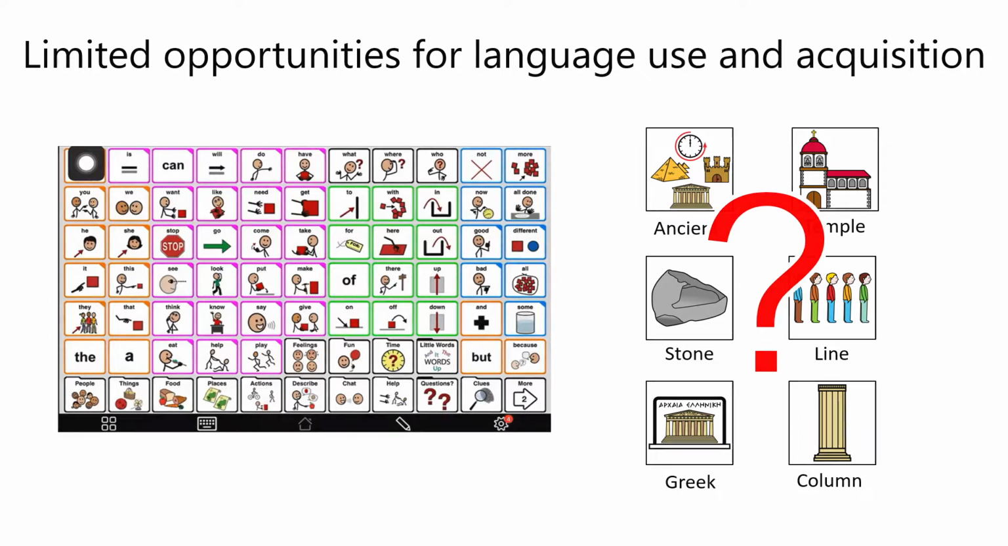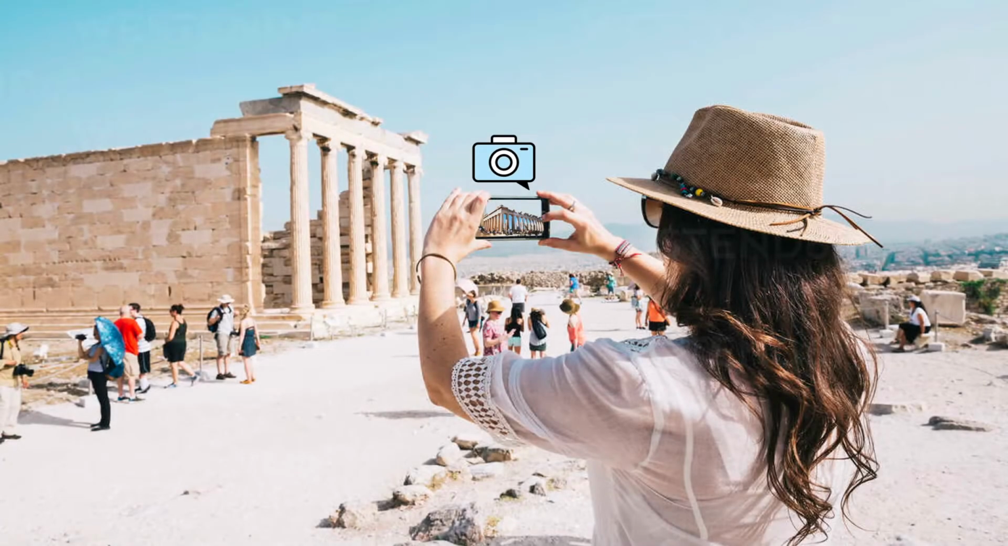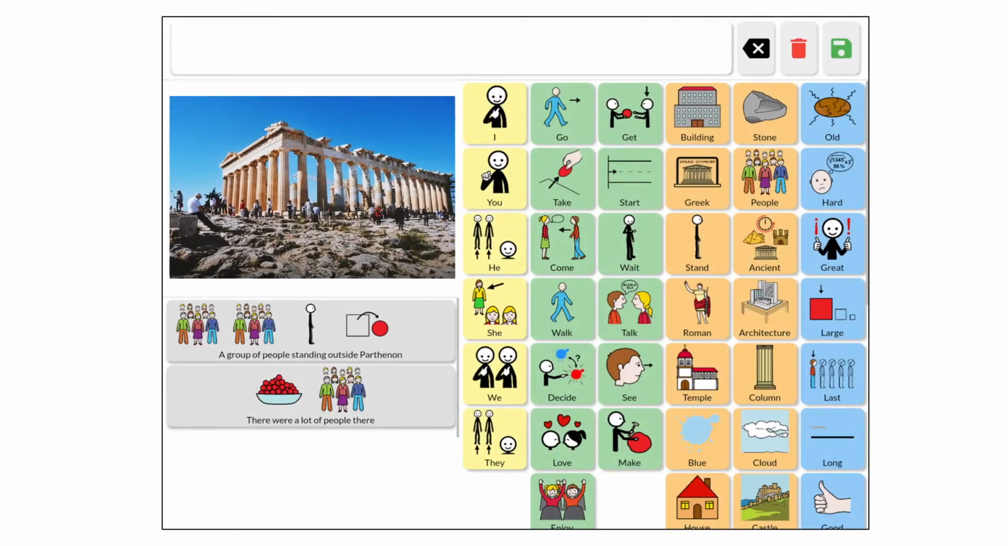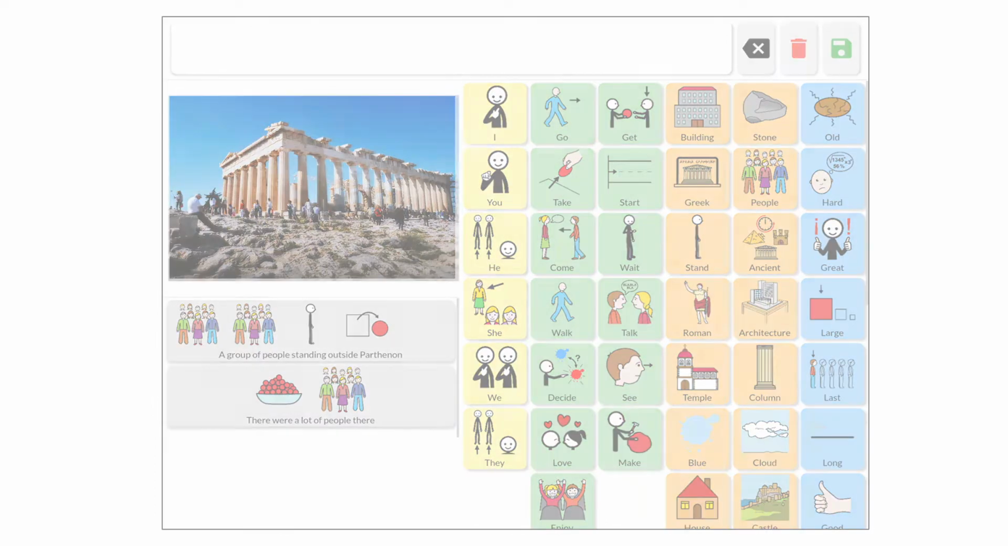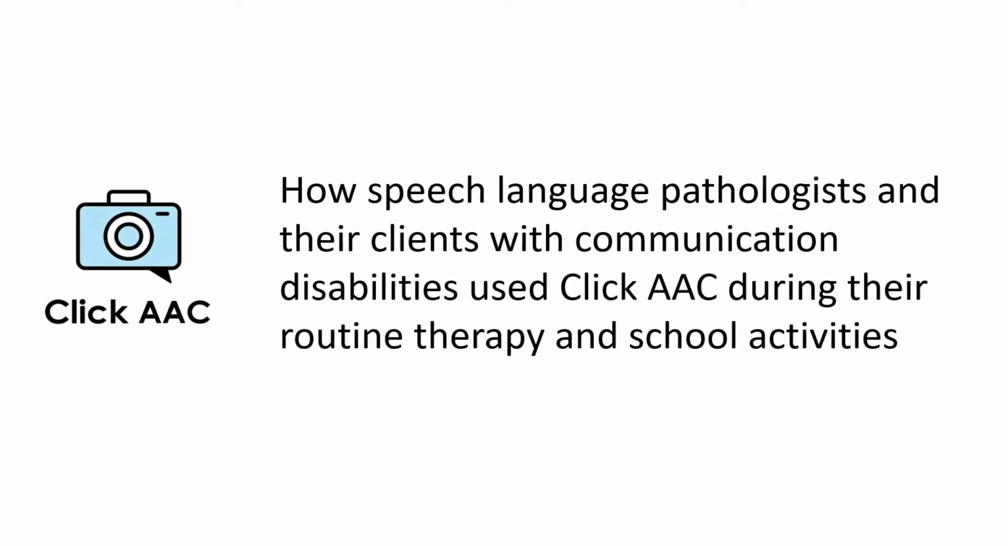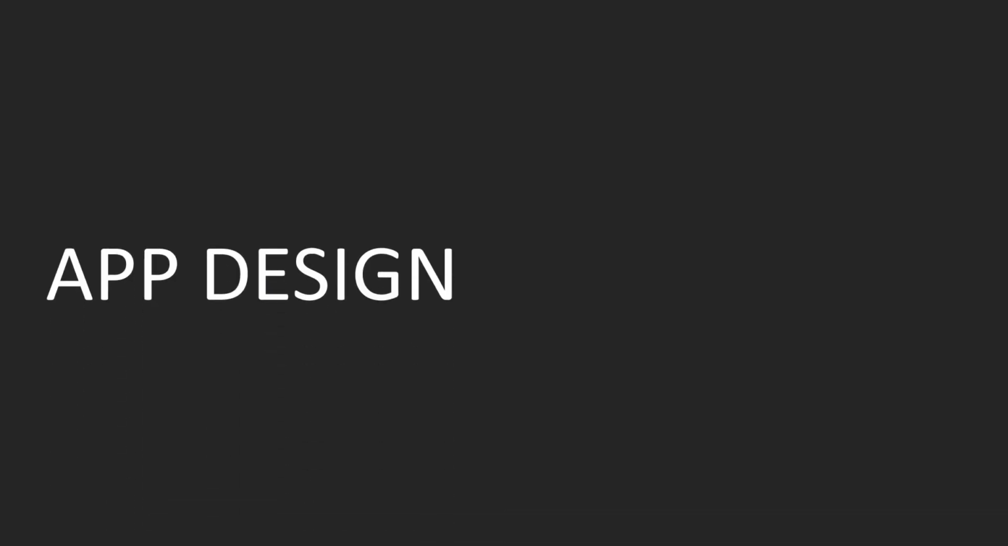In this work, we present ClickAAC, the first tool able to generate situation-specific communication boards formed by a combination of descriptive, narrative, and semantically related words and phrases inferred automatically from photographs. And we investigate how AAC professionals such as speech-language pathologists and their clients with complex communication needs used the app during their routine therapy and school activities.